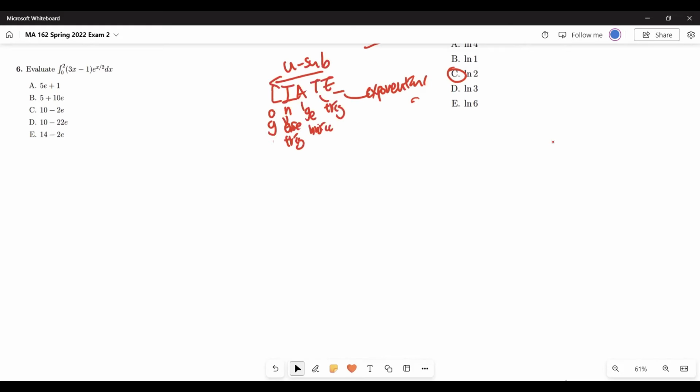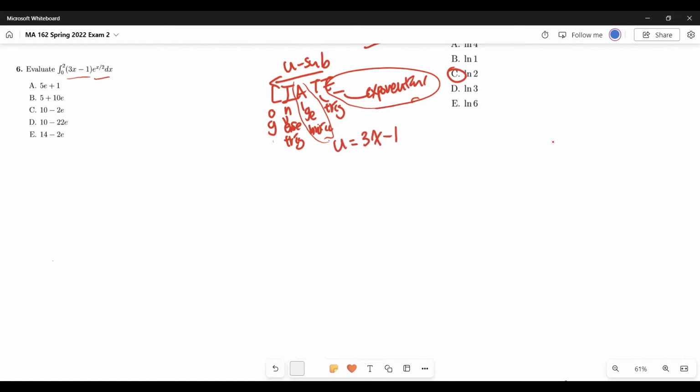So if you see L first then E, then you're going to choose u as L, as log. So what we can do is, let's identify which one is which first. So 3x minus 1 and e^(x/2). 3x minus 1 is algebraic, so it's A, and e^(x/2) is E, exponential. Since A comes before E, we're going to choose u equals 3x minus 1.